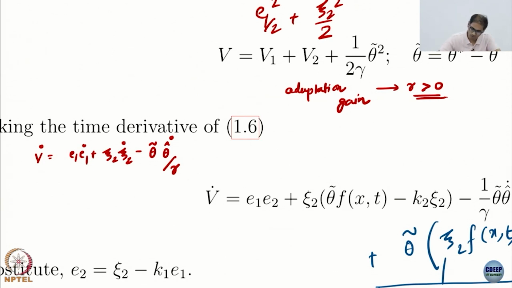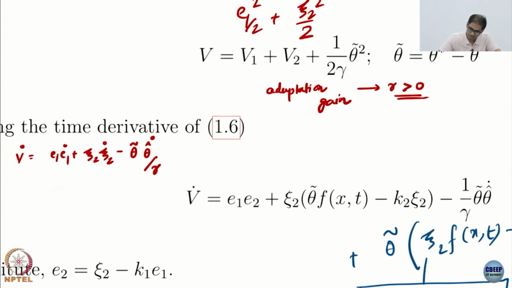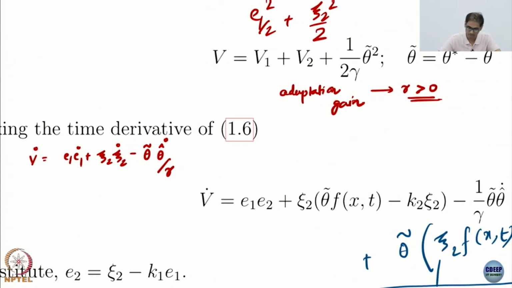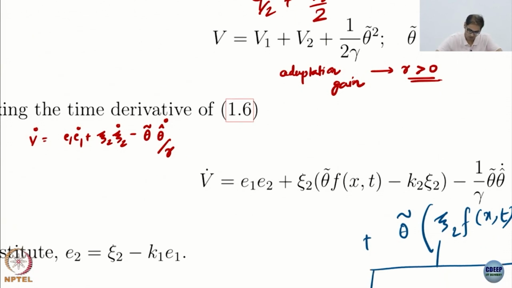If you notice, the last term has a negative sign. Why does the last term have a negative sign here? Theta tilde is theta minus theta hat, and theta is a constant, so its derivative evaluates to 0. So this is minus theta hat dot. Simple, nothing too complicated.